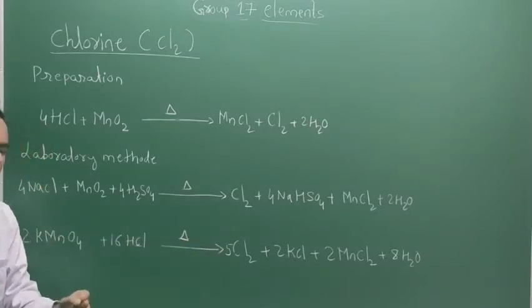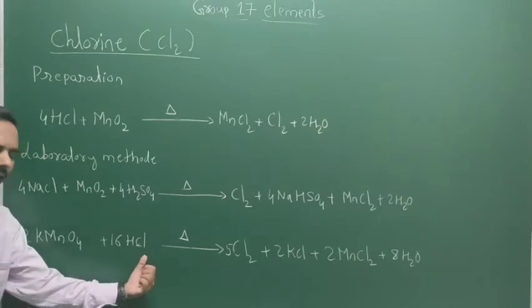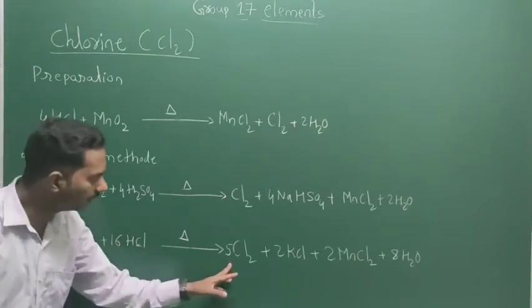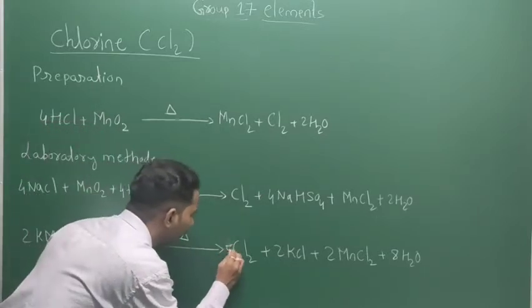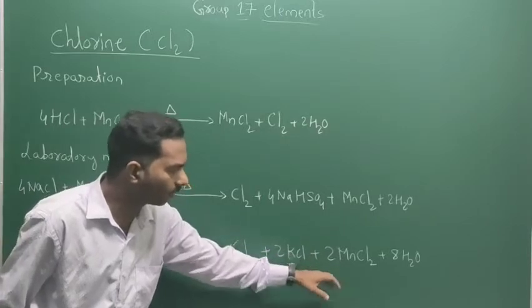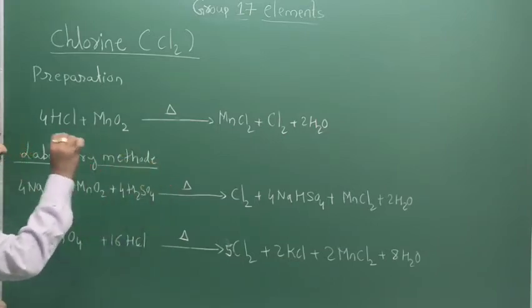So here, chlorine can be prepared by heating concentrated hydrochloric acid with potassium permanganate. So formation of chlorine along with KCl, manganese chloride and water. So this is about the preparation of chlorine by laboratory method.